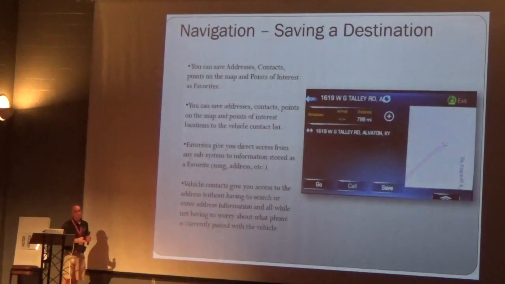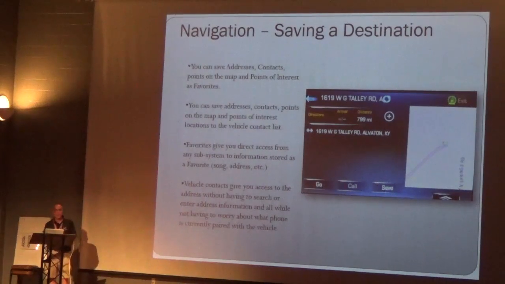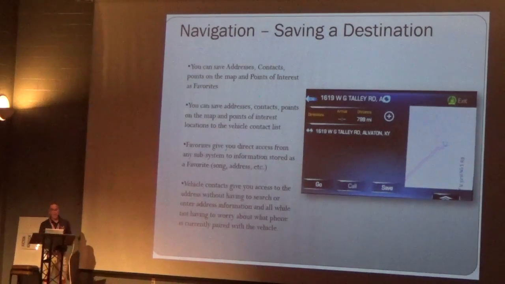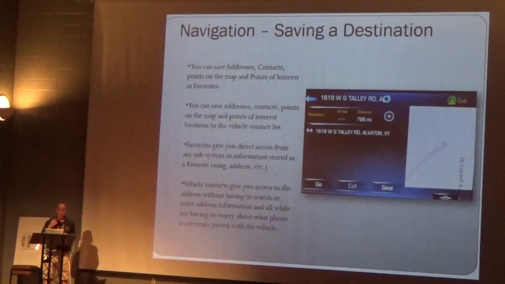All right, saving a destination. How do you save a destination? Where can you save a destination? You can save addresses, contacts, points of interest, maps, all to your favorites. You can save addresses, contacts, points of interest, points on the map to the vehicle contact list, both. It's done two different ways.